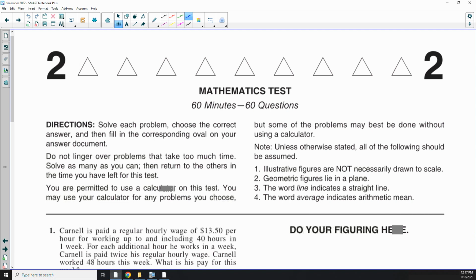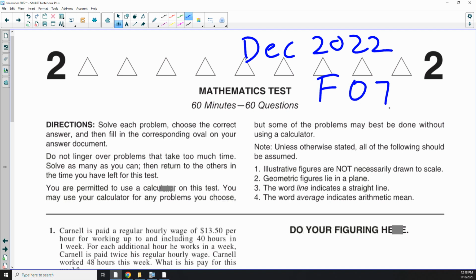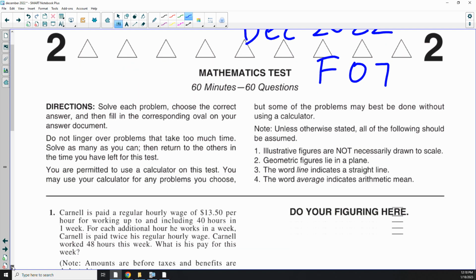All right, away we go. This is the December 2022 test, it is F07 on the internet. And let's go ahead and have some fun.